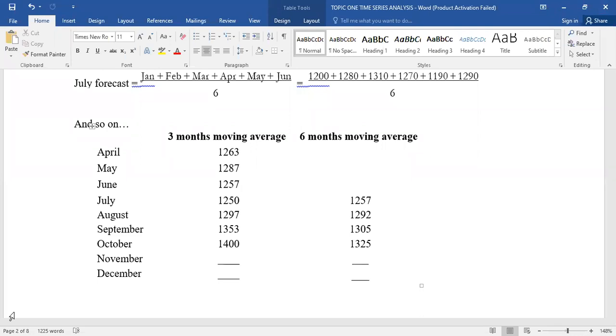So for November, we'll take the August, September, and October figures. We add and divide by three. What are we getting? You have your calculators. Don't use your phone. Use your scientific calculator. So I have the first one, it is 1357.